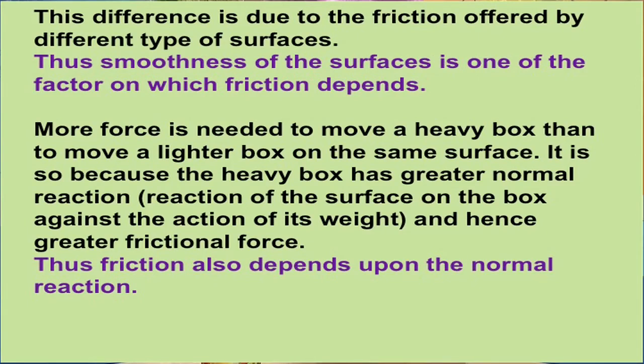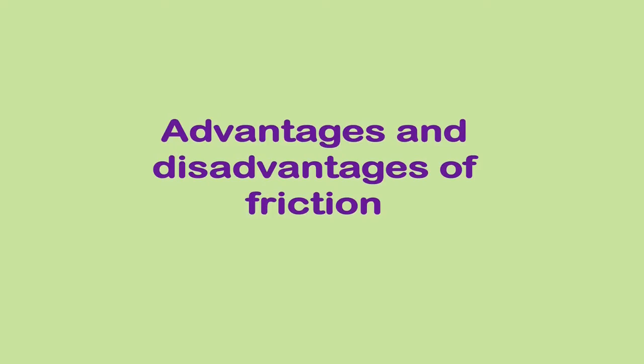You might have observed that more force is needed to move a heavy box than to move a lighter box on the same surface. It is so because the heavy box has greater normal reaction and hence greater frictional force. Thus, friction also depends upon the normal reaction. Now, what are the advantages and disadvantages of friction? This friction plays a very important role in our day-to-day life. It has several advantages as well as disadvantages.